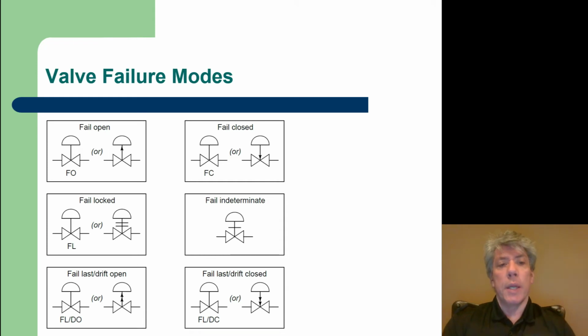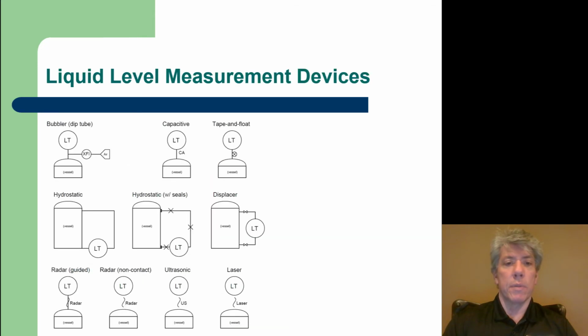So failing open is an important valve attribute, and so you see in the upper left box how a fail open valve is indicated, either with the letters FO or with an arrow pointing up towards the actuator. And of course fail closed is the opposite. There's fail locked, where the valve can't be moved. Fail indeterminate means you don't know how it's going to fail. Then there's also fail last or drift open, and this is just it fails based on however it was open or closed, and it slowly drifts open. And then there's the opposite where it drifts closed, and you can see the standard symbols for those.